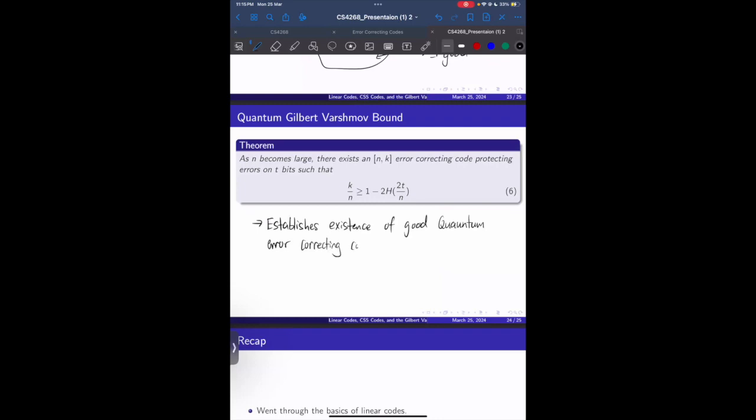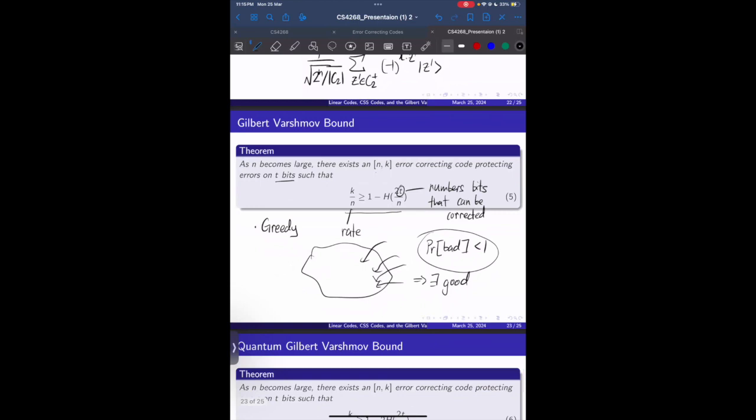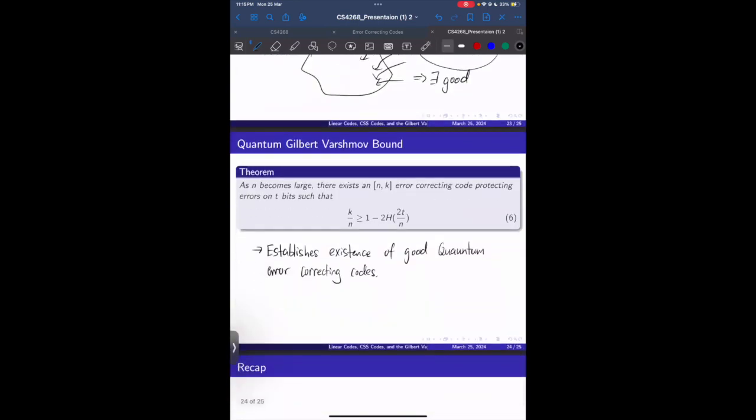And that's why it was important to understand the CSS codes, because the idea of the weakly self-dual code and all that was used in this argument, right? So as n becomes large, there exists a code as long as you're willing to pay this trade-off between the rate and the number of bits you can protect, then such a code does exist.